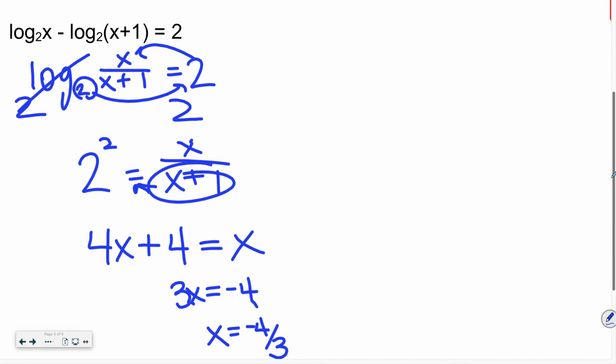Negative 4/3. If our x value is negative 4/3, that can be okay. We cannot put negative 4/3 into either one of those logarithms from the very beginning because it would make both of them negative inside. Which means, yes, algebraically, negative 4/3 satisfies this guy right here, but inside of the logarithm, negative 4/3 is not allowed. So, there's actually no solution.